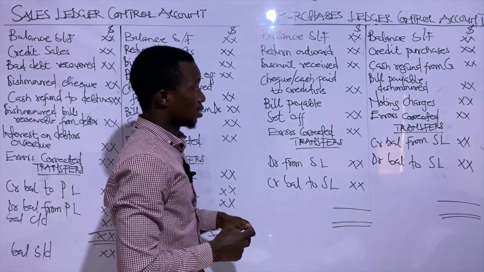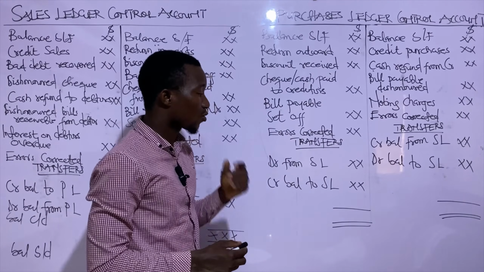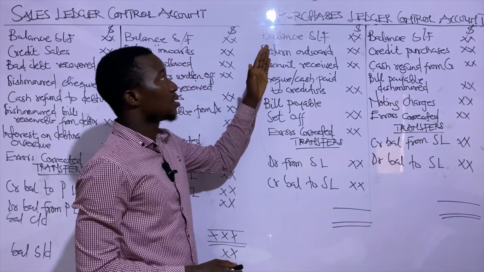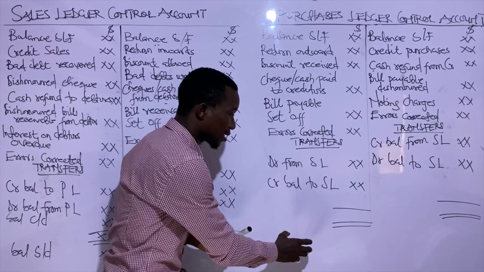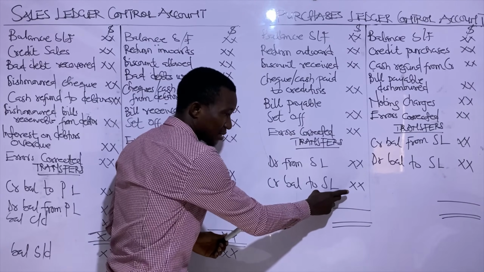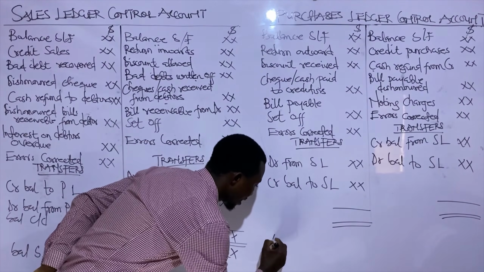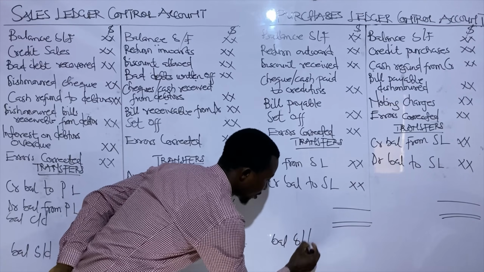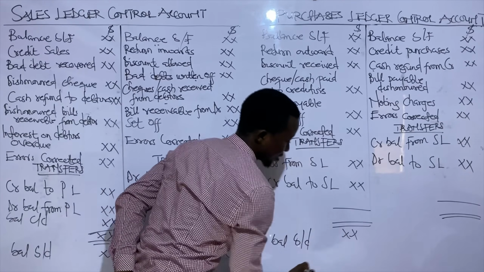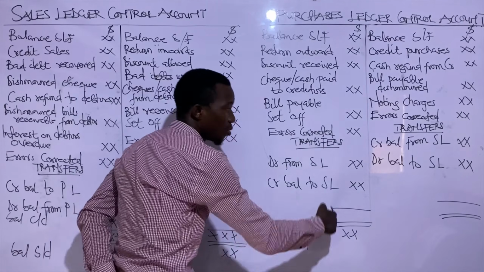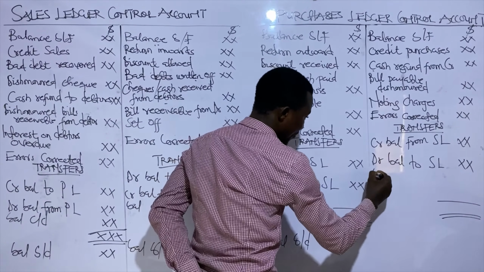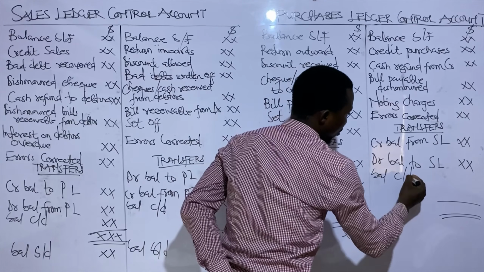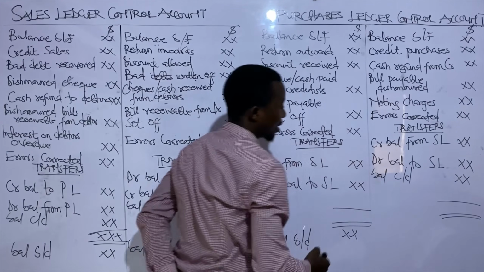Okay, let's close the purchases ledger. The question could tell you that purchases ledger closing debit balance. If it is a closing debit balance, don't record it here as carried down. No, record it at the very bottom as brought down because they are talking about closing balance. Then this amount should be recorded at the opposite side, the credit side. That is a balance carried down of the amount they are talking about.